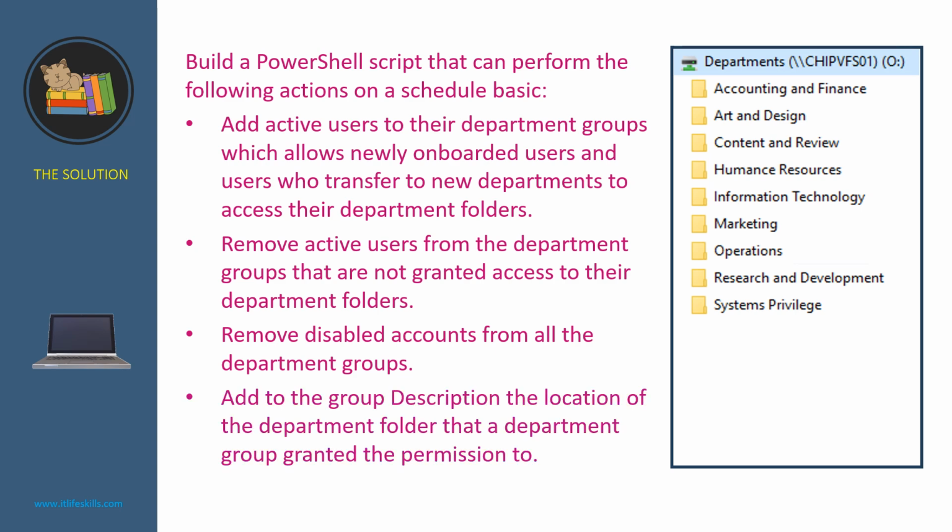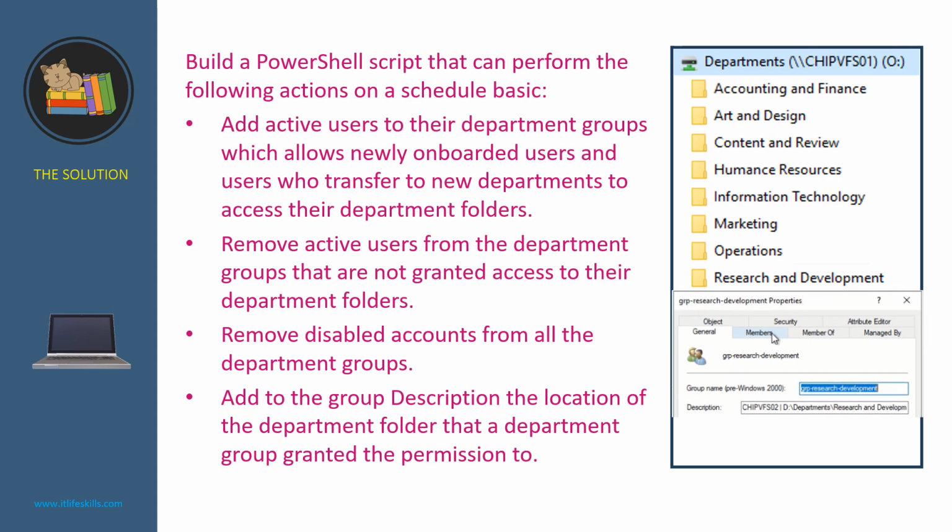Add to the group description the location of the department folder that a department group is granted the permission to. So in this case, by reading the description, we know that the group GRP Research Development is granted access to the folder Research and Development in the department folders on CPVFS02 file server.